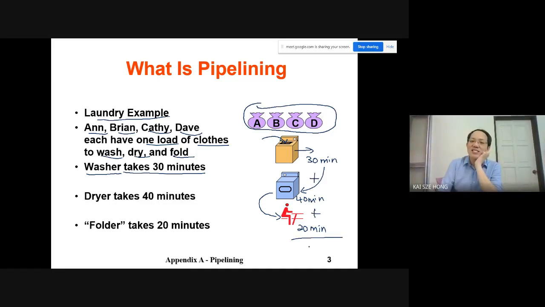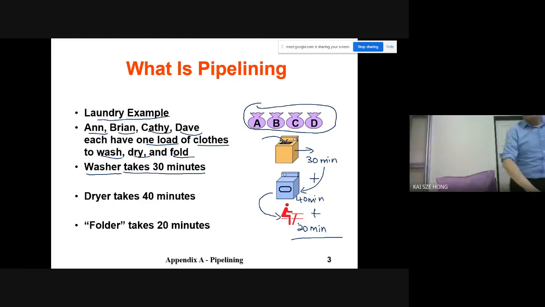How many minutes? Can anyone answer me how many minutes? Anyone? How many minutes are there? You have three processes. Anyone? Let me see. Anyone can answer, or through the chat box also can. 30 minutes for the washing machine, 40 minutes for your dryer, and 20 minutes to fold. How many minutes can you get? 90 minutes you can. Yeah, correct, very good. Let's give an encouraging point for being able to answer this. Okay, there are 90 minutes.